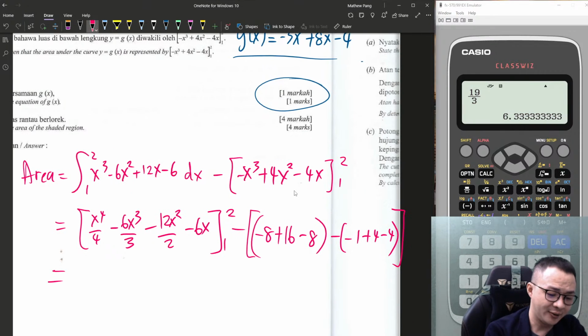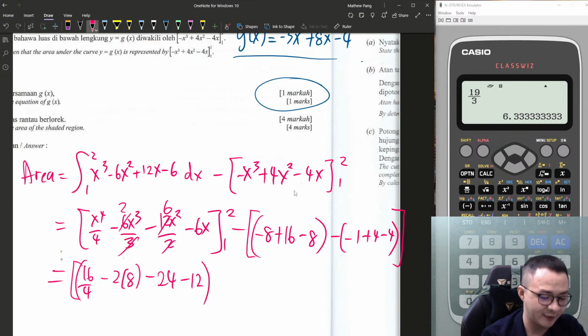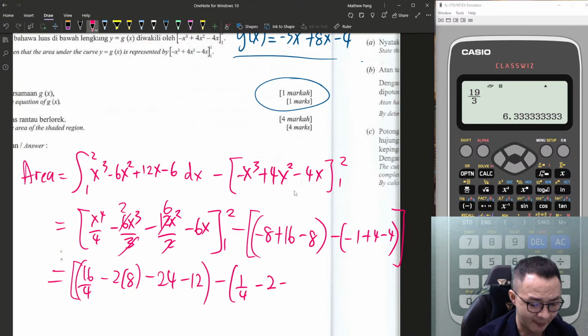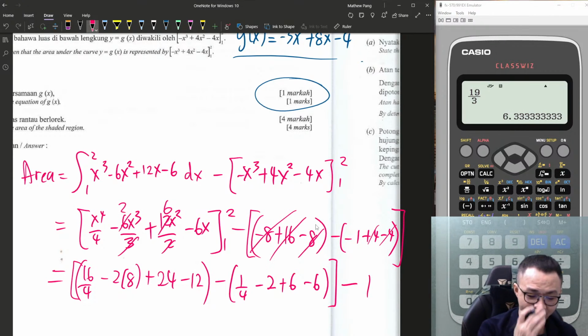Okay, now this one is 2, this one is 6. Yeah, I can insert the values. I'm a bit bored of doing this, so never mind, just do 16 over 4 minus 2 times 8, minus 6x squared, 6 times 4, 24, minus 12. Then minus, substitute the 1 into here, so it's 1 over 4 minus 2. 2 times 1 is 2 minus 6. Hey, there's a plus here, right? Sorry, there's a plus here. This is plus. So this is plus 6 minus 6. Then here I can just type in the calculator. This is 0. And this is 1. Okay, minus 1.